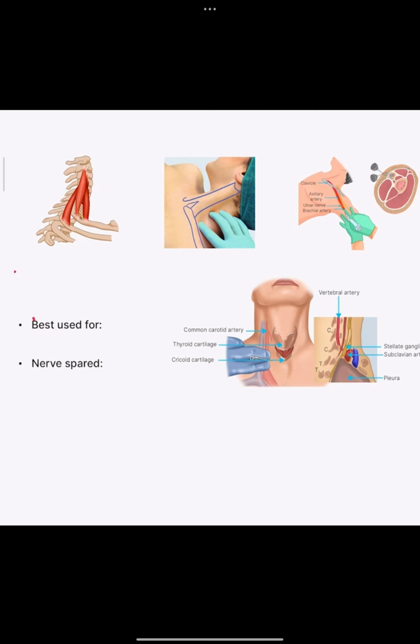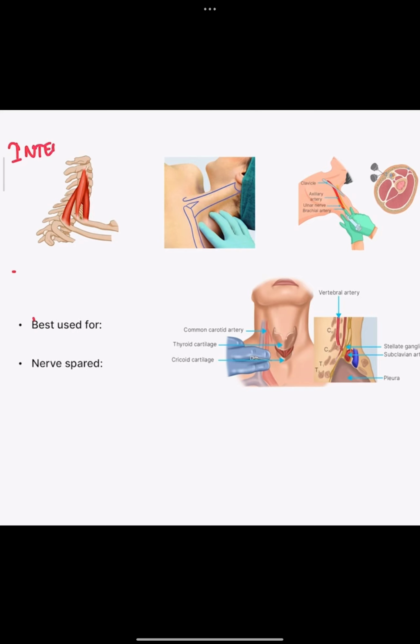Right. Now starting with the nerve blocks. In peripheral nerve blocks, we have the brachial plexus block, the stellate ganglion block, and other blocks. First, starting with the brachial plexus block. The brachial plexus can be approached by three major routes. First is the interscalene approach, second is the supraclavicular approach, and third is the axillary approach.